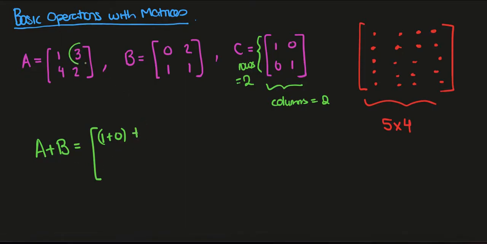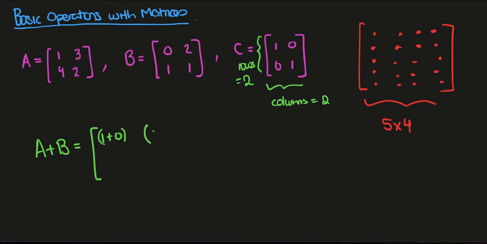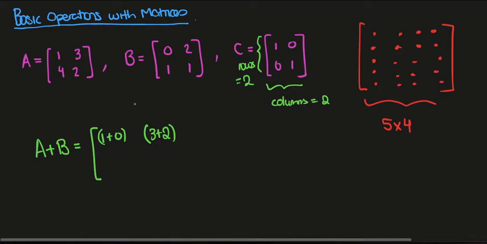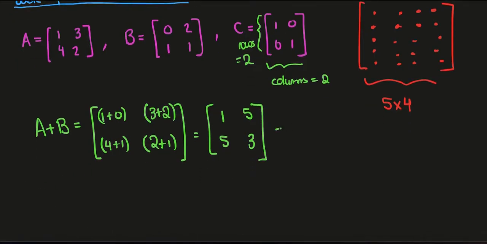The next one, the entry in the first row, second column, will be 3 plus 2. Then we'll add 4 and 1, and finally 2 plus 1. And so the matrix we end up getting is 1, 5, 5, 3. Notice that that is the same as B plus A.